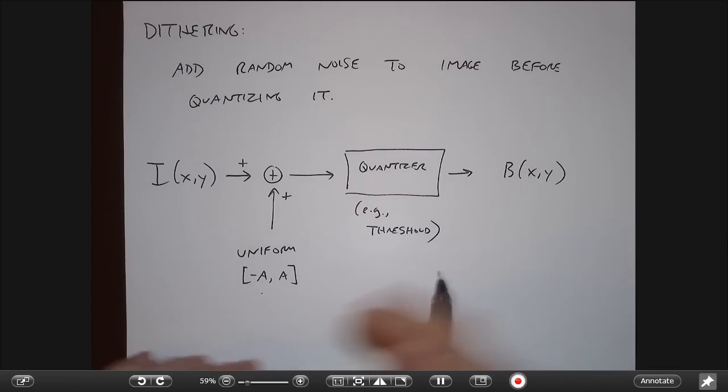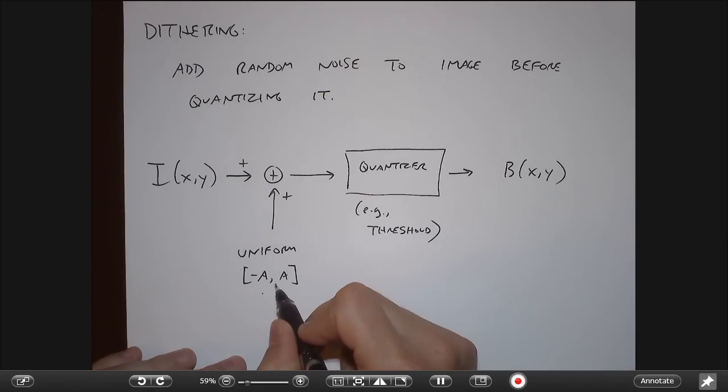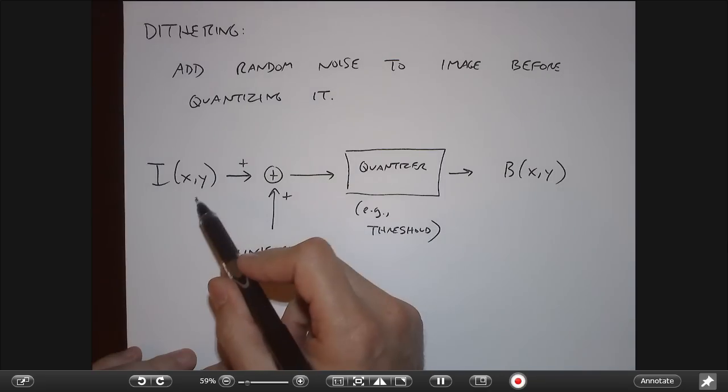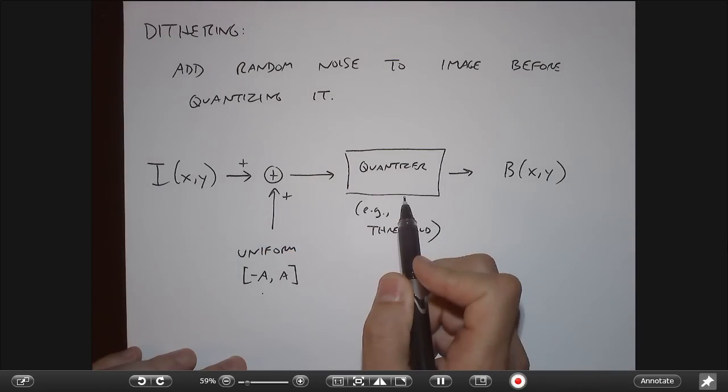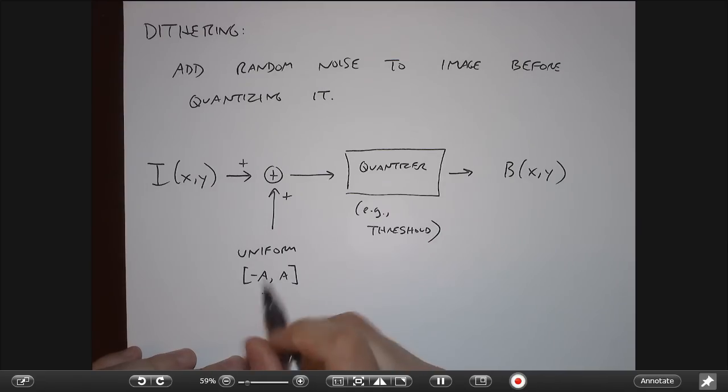And so the idea is that this approach of adding a little bit of noise is going to push some of the gray levels above the threshold of the quantizer and push some below the level of the quantizer, because this uniform noise is both positive and negative. And so it will break up some of those false contouring regions.